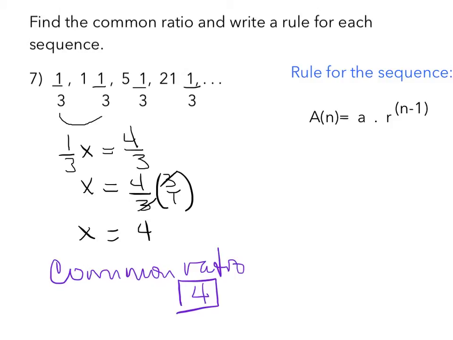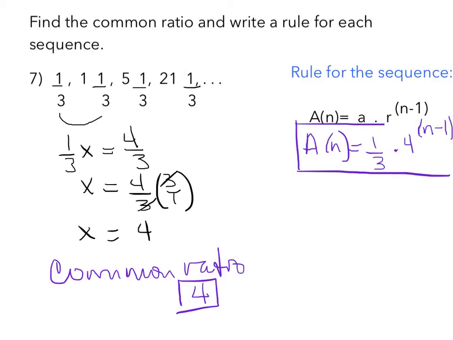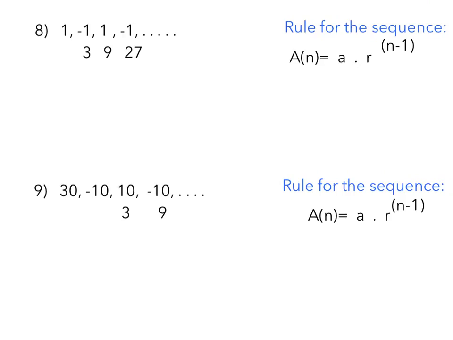Now, the rule for the sequence is the nth term, my first term, it's 1/3 times r, where r is the common ratio, so 4 to the n minus 1. That will be my rule for this sequence. Let's look at problem number 8.